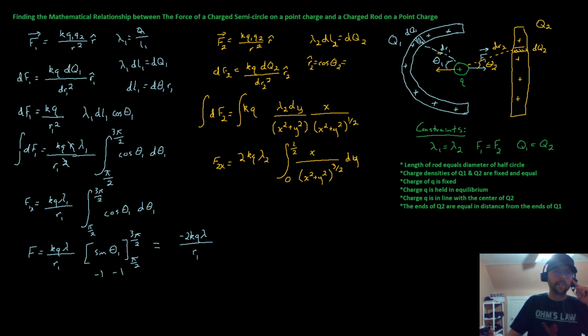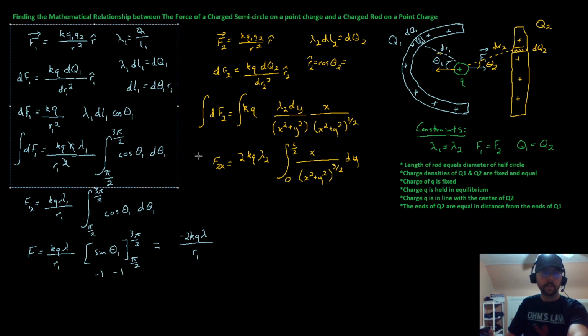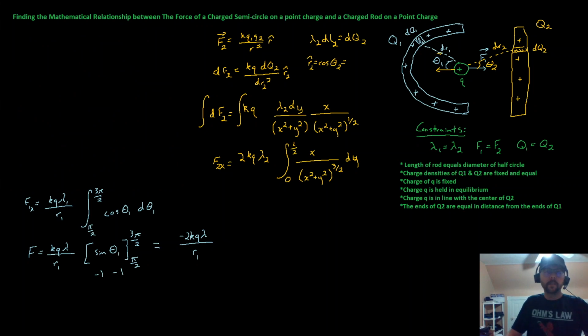Now let's delete some stuff up here, because we don't need any of that now. So we have force 1 equals negative 2 k q lambda over r sub 1. And now we can delete this stuff at the bottom.